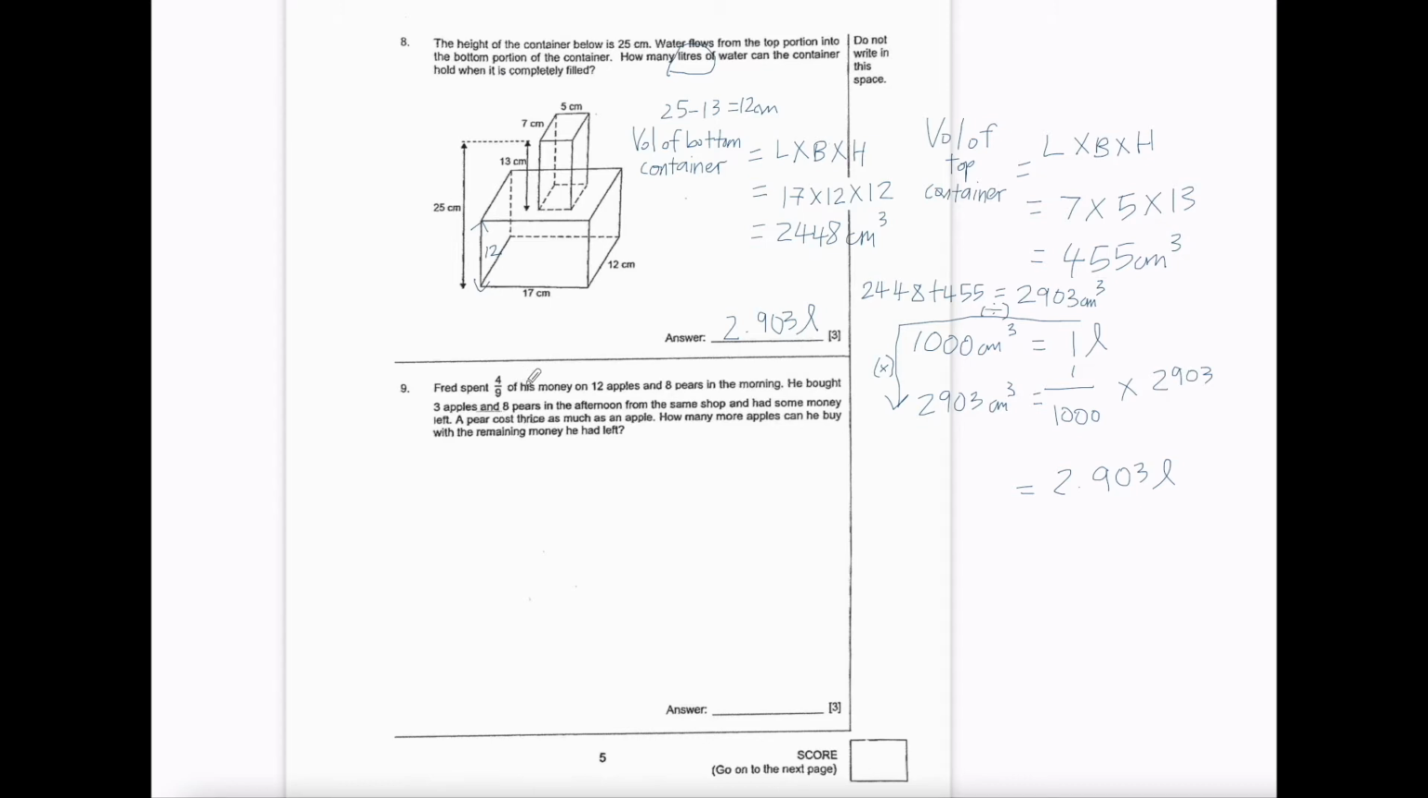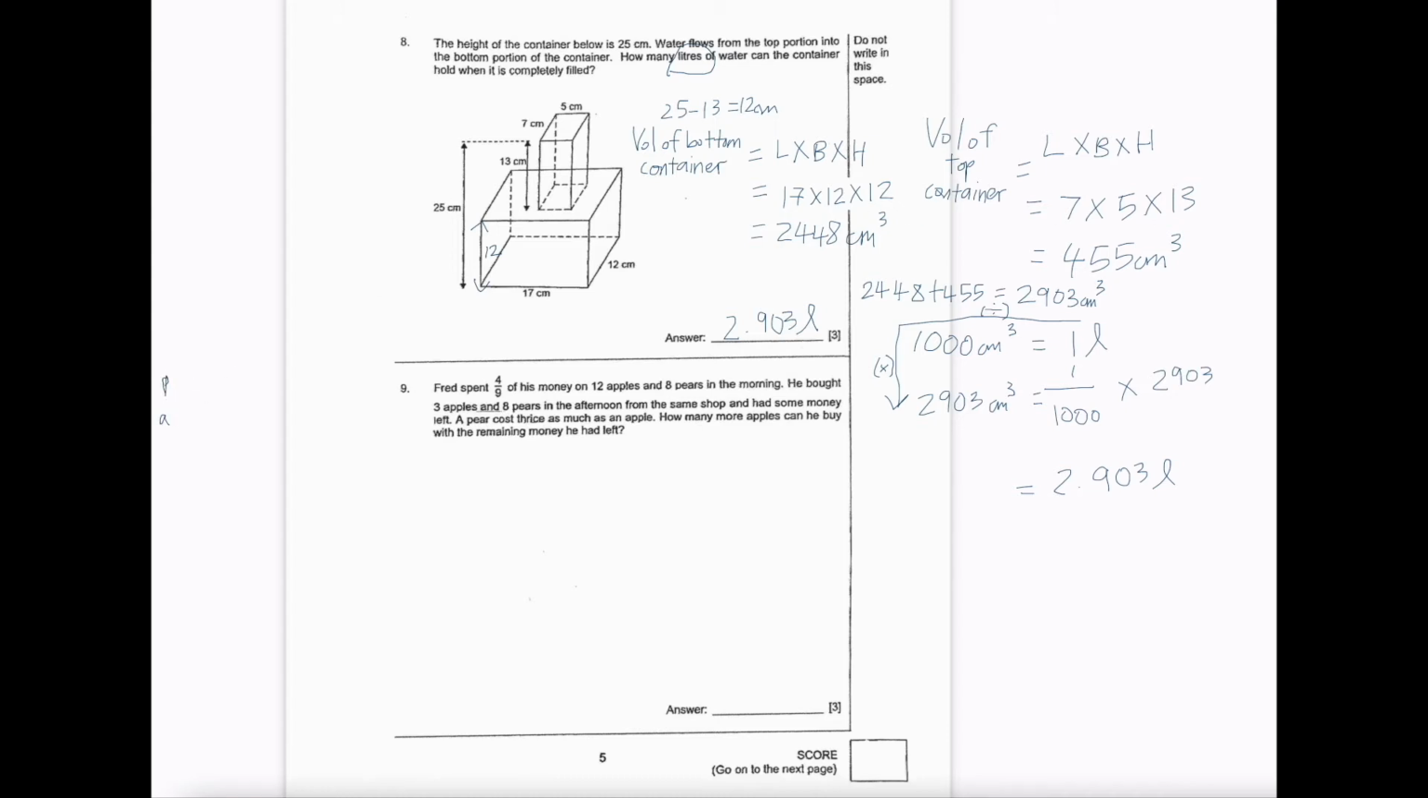Fred spent 4 over 9 of his money on 12 apples and 8 pears in the morning. So he bought 3 more apples and 8 pears in the afternoon from the same shop and had some money left. A pear cost thrice as much as an apple. Okay, let's just draw the price of pear and apple. So a pear and apple.